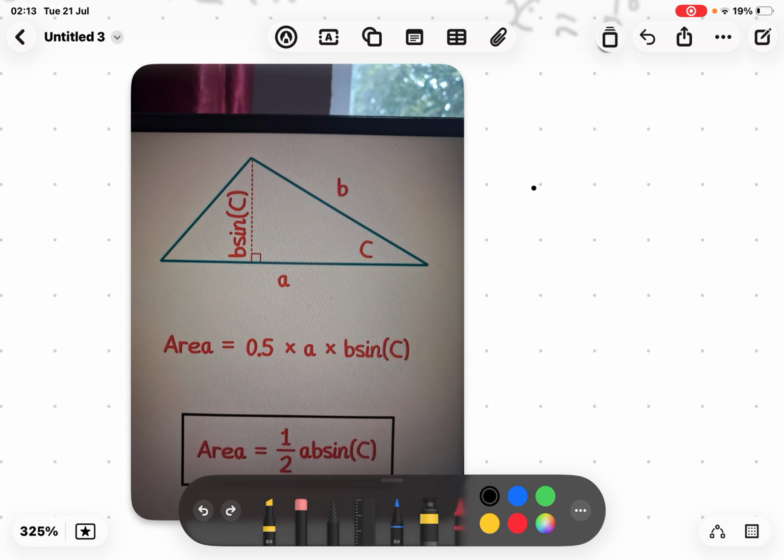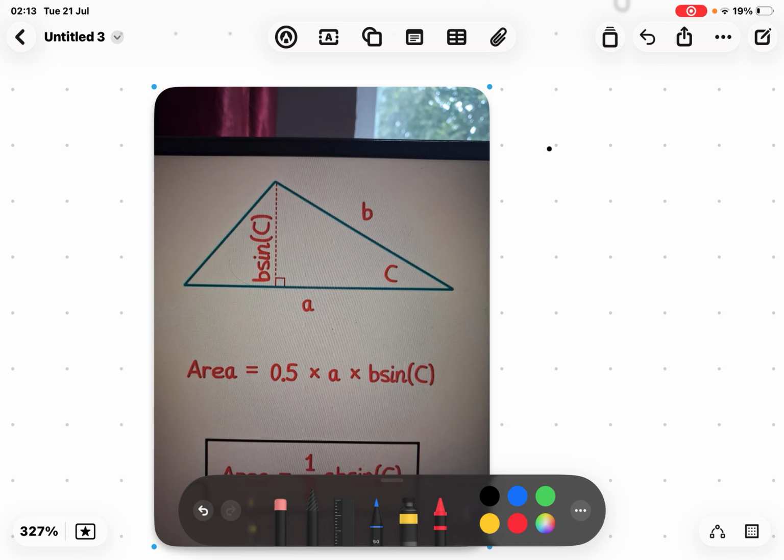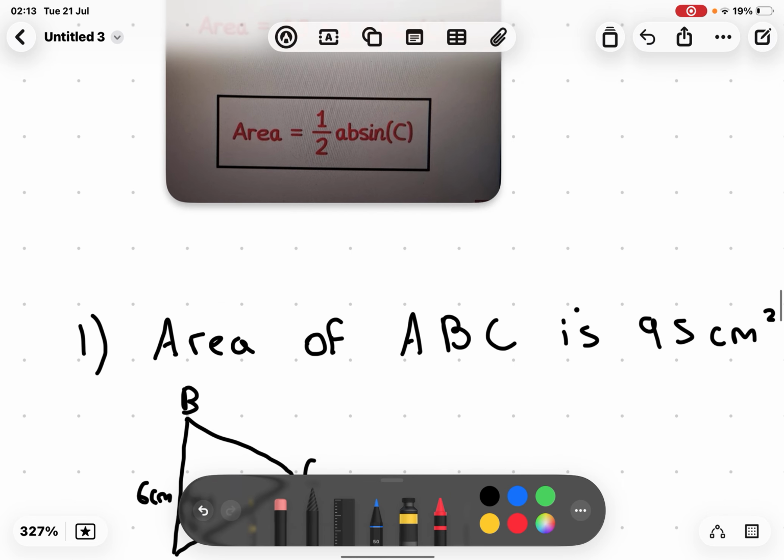So look, we had A, and we had B, and we had C, right? We didn't have this. But either way, in the area, we do use the base. So what we can do straight away is, for the area, use half times A times C, because it gives the same result. So this is the formula that we use for that type of question.